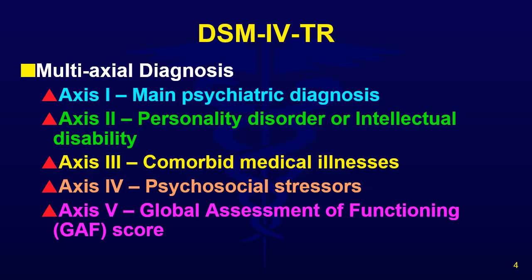Axis 5 contains the Global Assessment of Functioning, which is a number given on a scale from 0 to 100. At the very low end of the scale, people are functioning very poorly. At the top end of the scale, towards 100, people are functioning extremely well. Most hospitalized psychiatric patients will have a GAF score of less than 30.